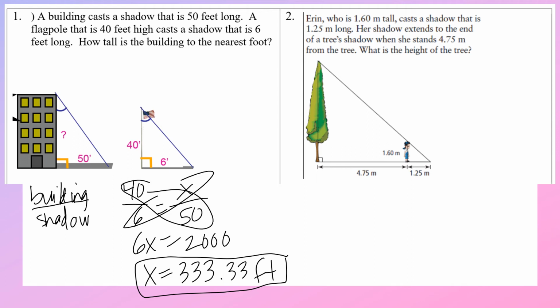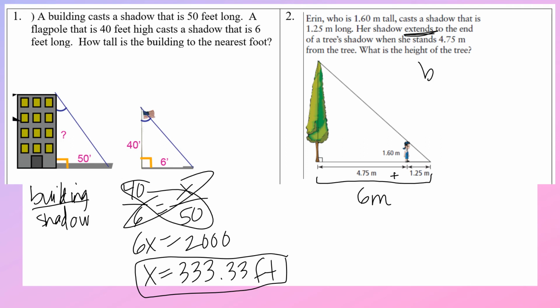For number 2, Erin, who is 160 meters tall, casts a shadow that is 1.25 meters long. Her shadow extends to the end of the tree shadow. So this is an important word here. That means that this whole thing here is the tree shadow. What is the height of the tree? So we would have to add these 2 lengths together to get the length of the tree shadow, which is 6 meters.